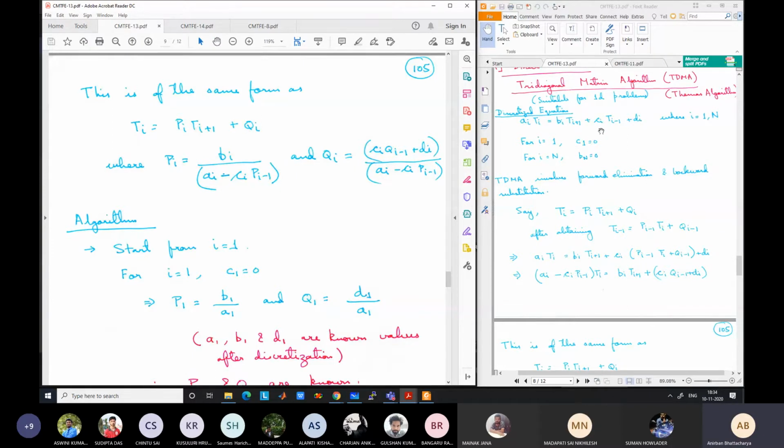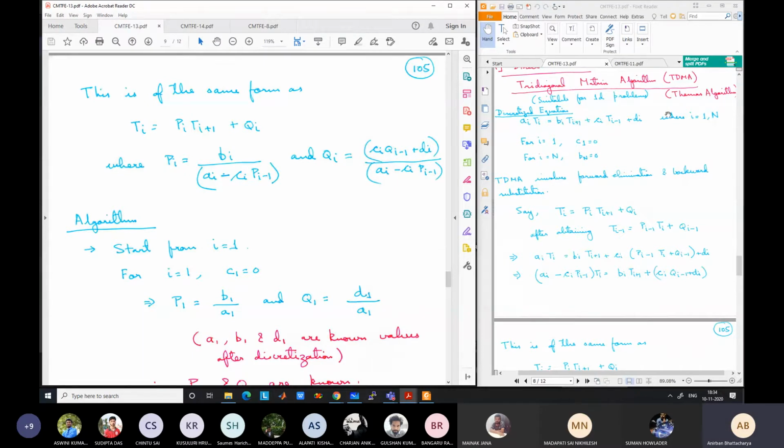AiTi equals BiTi plus 1 plus CiTi minus 1 plus Di. Okay. So for i equal to 1, C1 has to be 0, right? Because there is no Ti minus 1 term. So for i equal to 1, it can be written as AiTi equals BiTi plus 1 plus Di. Is it clear to everyone? What will be the equation?